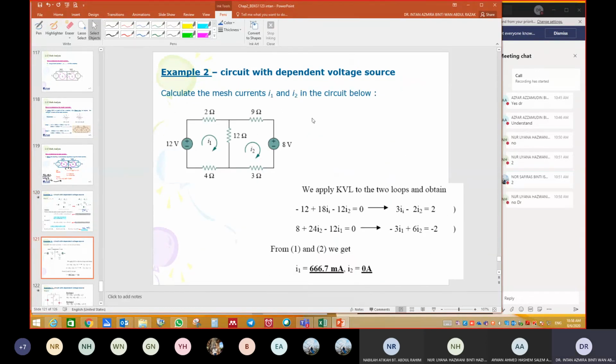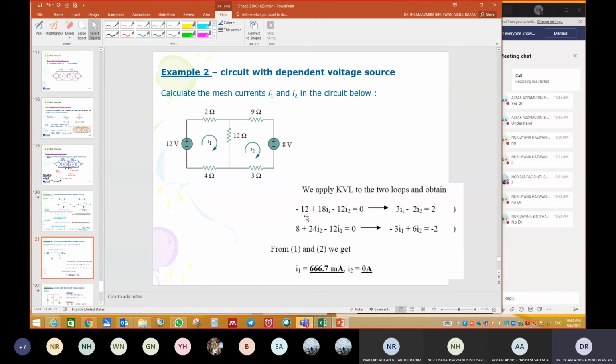No. Okay. So the next example, calculate I1, I2 in the circuit. Okay. So we will have two KVL equations to find two unknown currents. Okay. So let's try the KVL equation in the first loop. We have minus 12 here, and then plus, okay, calculate how many resistances in the first loop we have.